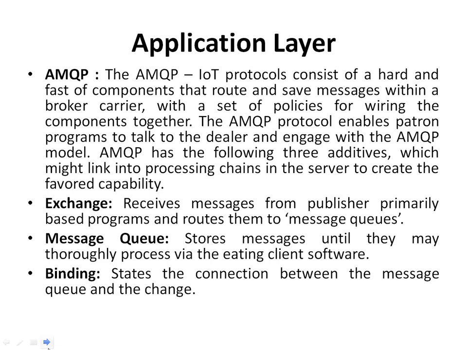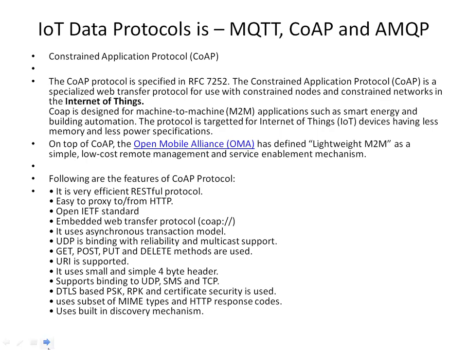With the Advanced Message Queuing Protocol, we have an exchange, a messaging entity in a server, which creates the forwarding capability. The exchange receives the messages from publishers and, based on routing rules, routes them to message queues. The message queue can store the messages until they are thoroughly processed by the consuming client software. A binding is a stateful connection between the message queue and the exchange. The related protocols include MQTT, CoAP, and XMPP, which are constrained application protocols and open middleware.